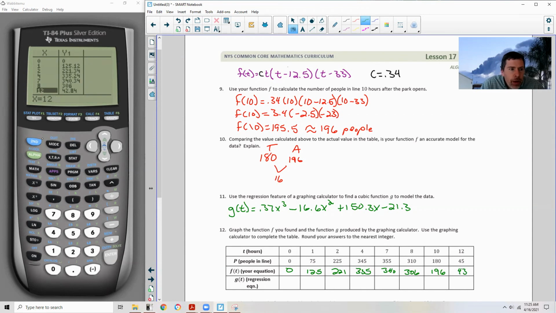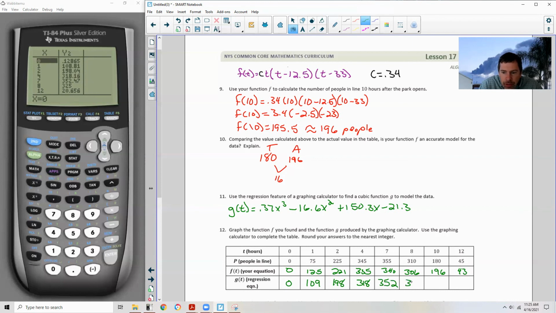Okay. And now I'm going to go back to y equals. I'm going to turn that off by turning off that equal sign. Arrow down, turn that equal sign on. Hit second table. And now the values all change for my new function. So 0 is now 0.12 people. So I'm just going to call that 0. And 1 is 109. 2 is 198. 4 is 318. 7 is 352.